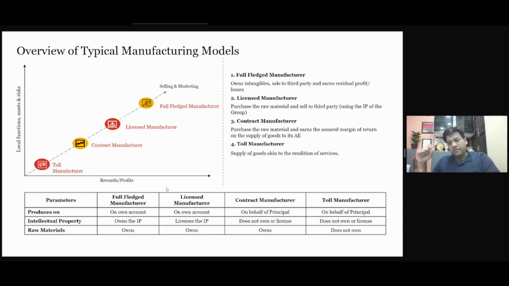Then comes the contract manufacturer. Here, they are earning an assured margin. They are just earning an assured margin. Any windfall gain or loss belongs to its group, the associated enterprise. A toll manufacturer is similar to a job worker. They are not even purchasing the raw material. They just have their manufacturing facility.